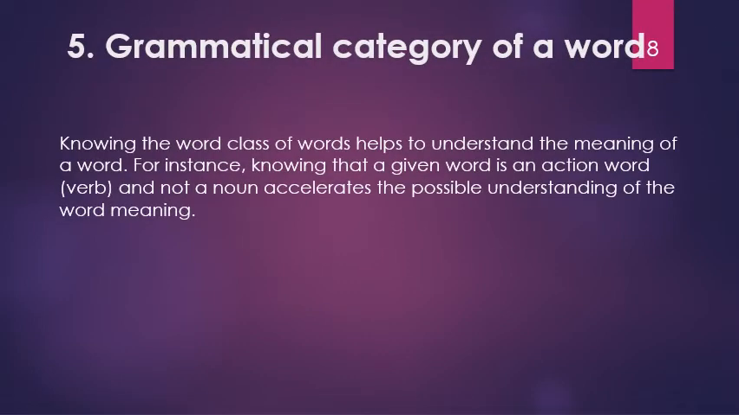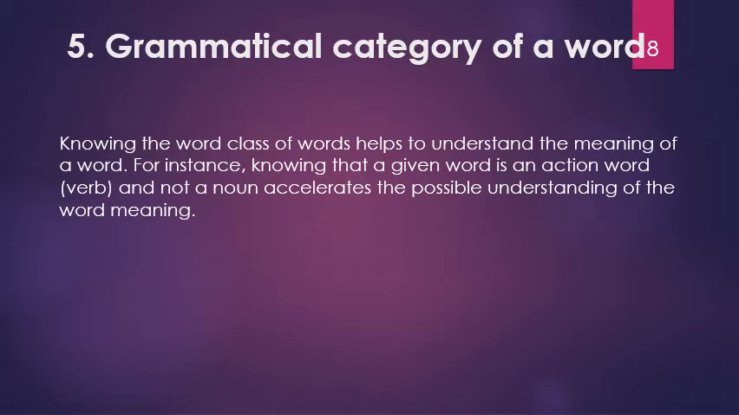The number 5 step of knowing the meaning of a given word in English is through knowing the grammatical category of a word. When we say grammatical category, class, here we mean the word classes. When we say word classes, we are referring to classifications of words into classes, such as noun, verb, adjective, among others. So these are what we call grammatical category. Therefore, knowing the word class of our words helps us to understand the meaning of a given word.